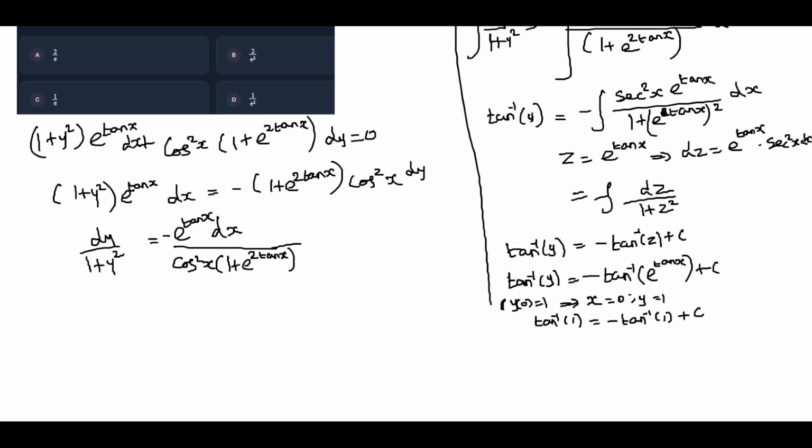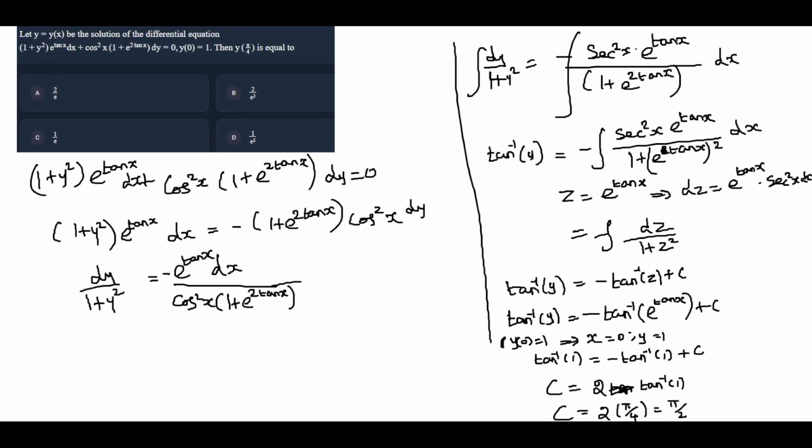So c equal to 2 tan inverse of 1, that is 2 into pi by 4 which is equal to pi by 2. So c equal to pi by 2. So apply the value. So we need the value of y of pi by 4.